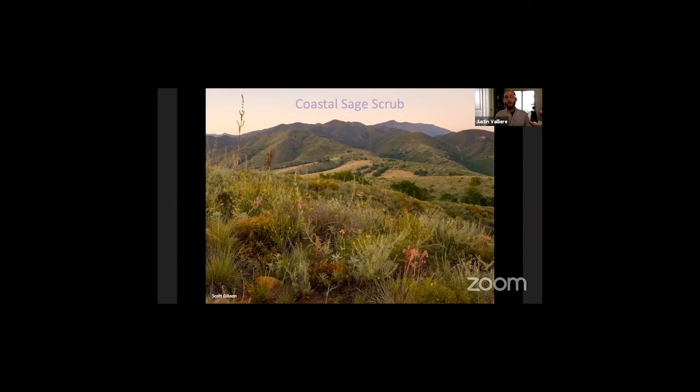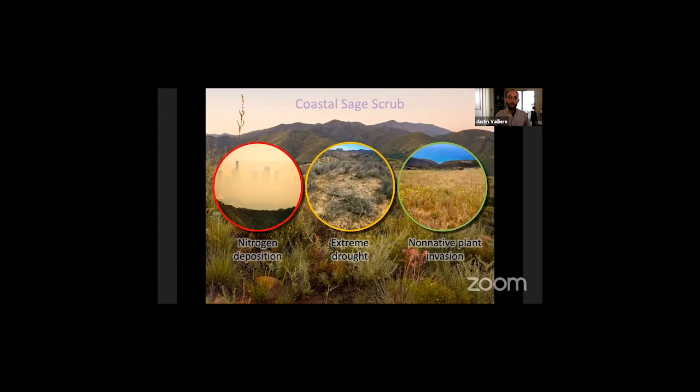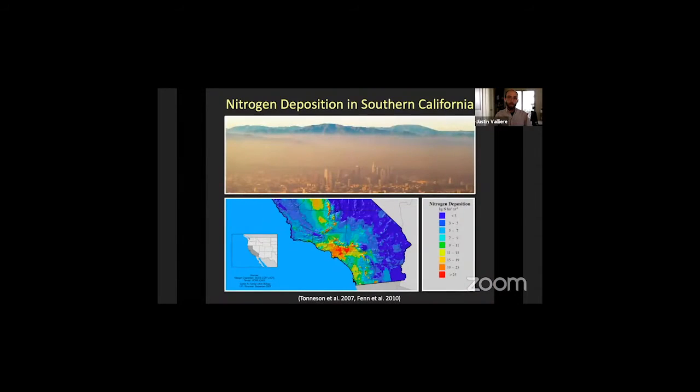A lot of the work that had been done was in fertilization plots, but surprisingly not a lot looking at real gradients. That's just true for Mediterranean type ecosystems overall as well. We were looking at nitrogen deposition effects, but the work also happened to coincide with the extreme drought in California, and we were interested in interactions between these two factors and non-native plant invasion.